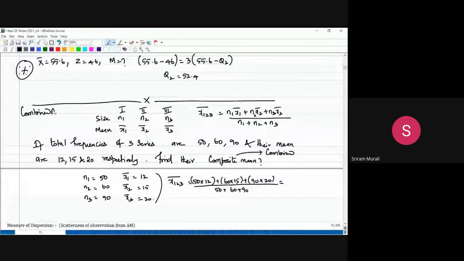So with this I complete your central tendency. By next class I start the next topic. If you have any doubts you may ask.